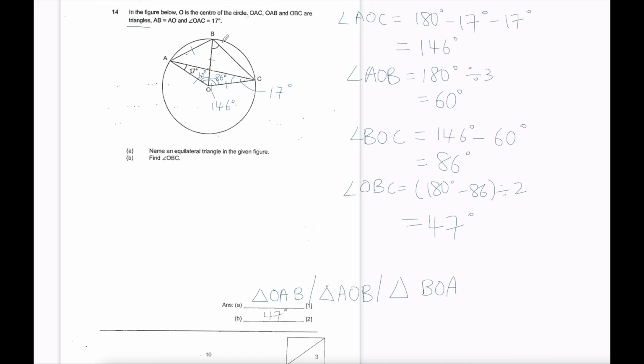Okay, so let me repeat. BOC is an isosceles triangle because OB is the radius and OC is the radius. Since it's an isosceles triangle, we found the angle at the top, which is 86 degrees, and then we can just minus it away and divide by 2. So you're going to get 47 here, and that's it. Okay, let's move on to the next question.